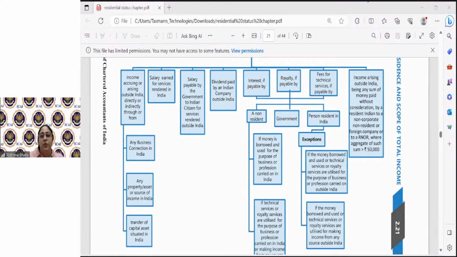So now let's begin with our new topic, which is Section 9, subsection 1, clause 5, right? Okay. Interest. Interest income, when would it be deemed to accrue or arise in India? It's very simple.